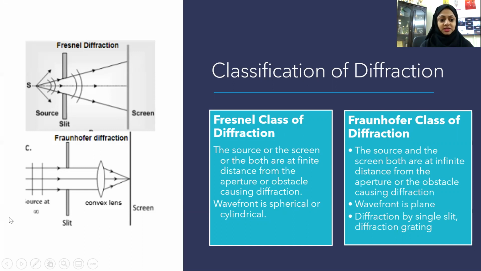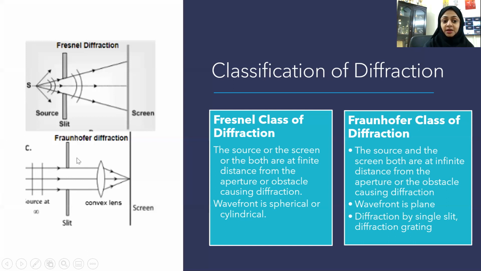Here you can see in this figure the case where the source is at infinite distance. For example, sunlight. Sun is at infinite distance from us. So if we consider sunlight, we can assume that the light rays coming from the sun are parallel. Therefore, the wavefronts will be plane.